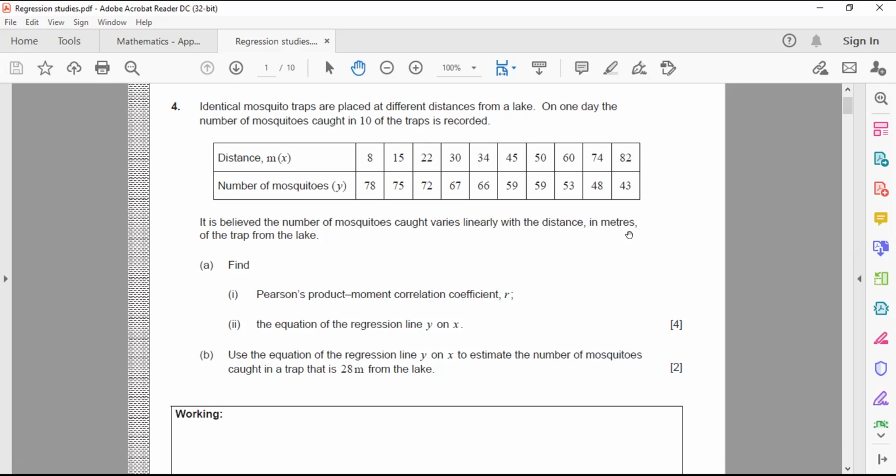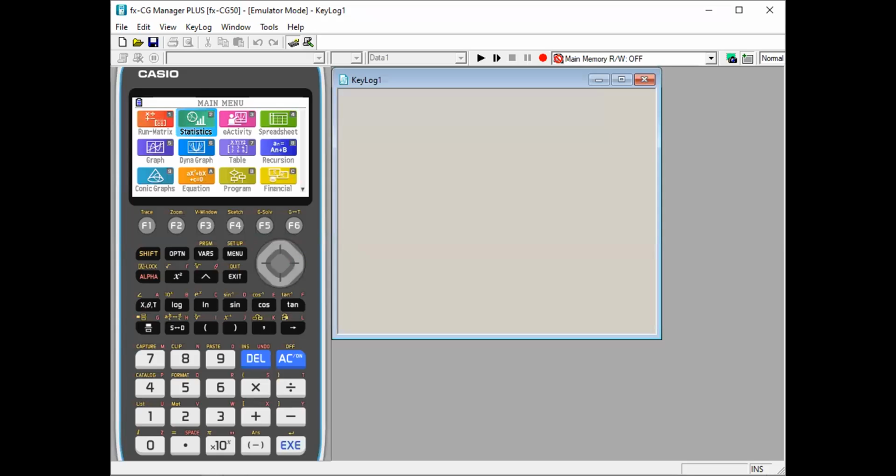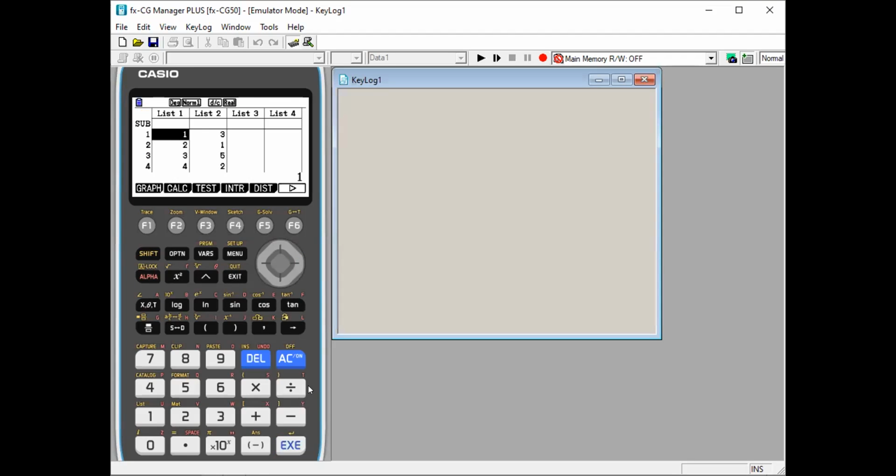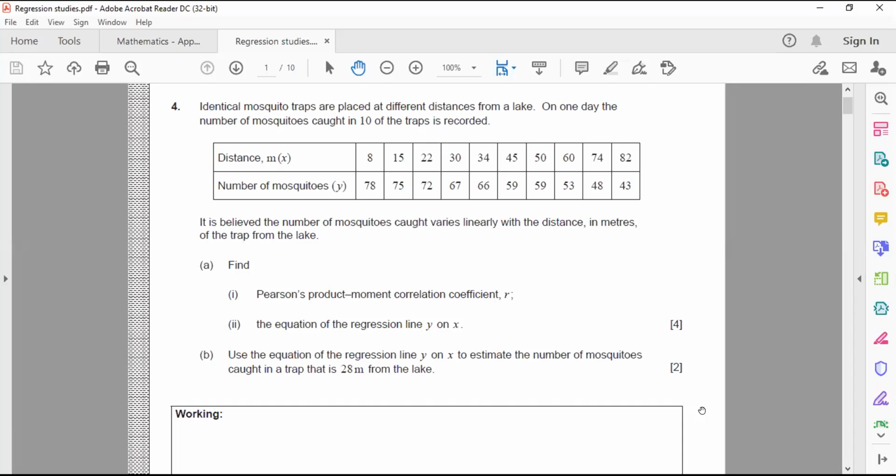So first, what you have to do, you have to go in your Casio. Okay, and you know where to go. You have to go in statistics, and in list one and list two, you have to put all this data, the question. So can you do that now? One minute. I'm sharing. Yeah, do it. 8, 15, 22, 30, 44, 45, 50, 60, 70.